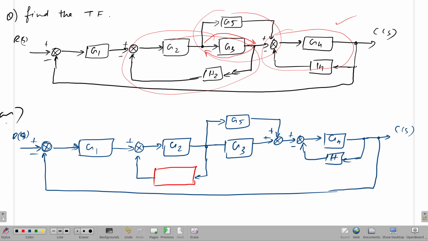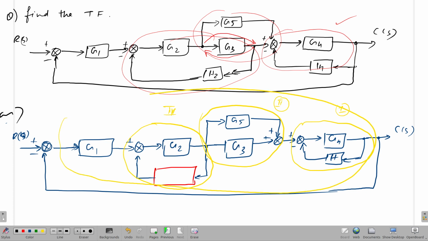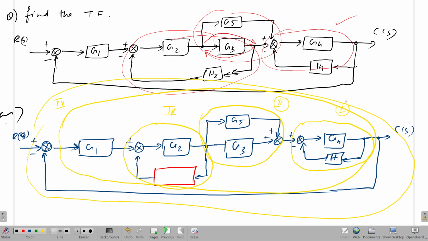So we have removed all the conflicts from this. So what do you have? You have your one feedback here, let's call it number 1. You have your parallel block here, let's call it number 2. You have your feedback here, let's call it number 3. Then you have your cascade here, number 4, and finally you have your last feedback here, let's call it number 5. So this is how you solve it.